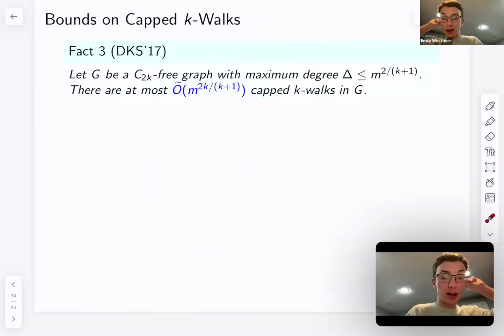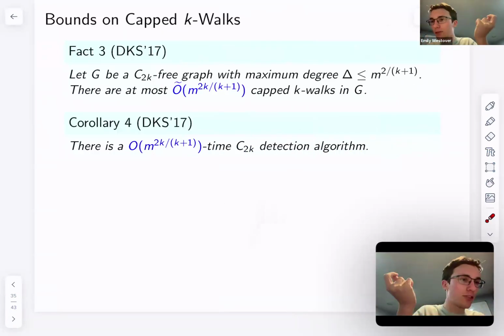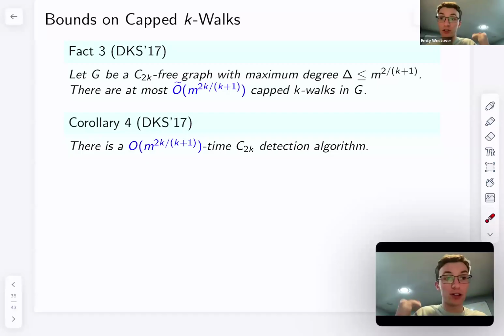Specifically, in DKS, we're able to show that if you have a graph that has more than some certain number of capped K walks, then it has to have a C2K. What this means for detection algorithms is that you can assume you only have this many capped K walks, and then the algorithm where you just list these capped K walks works, because there's not that many of them. By works, I mean it is fast. So that's the idea for how the detection algorithm works.